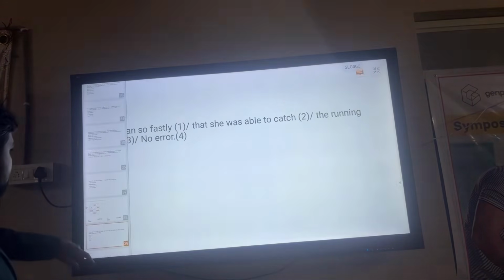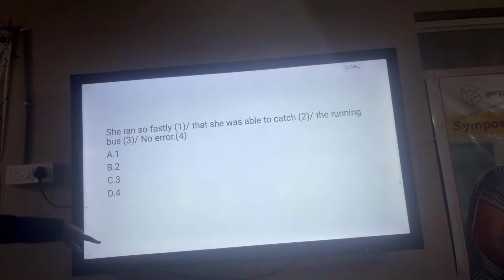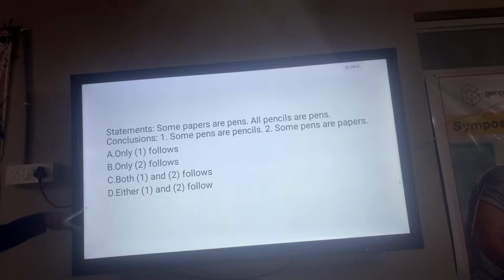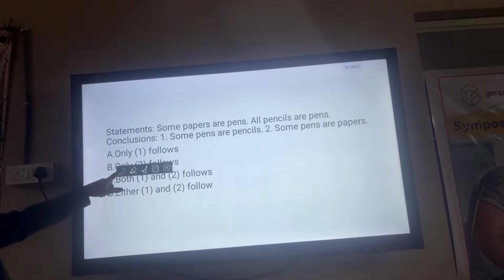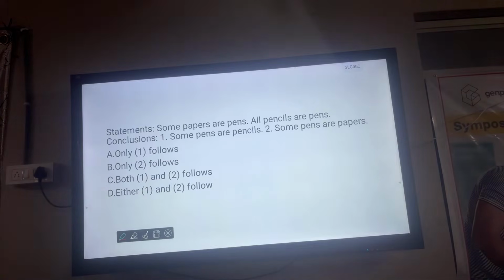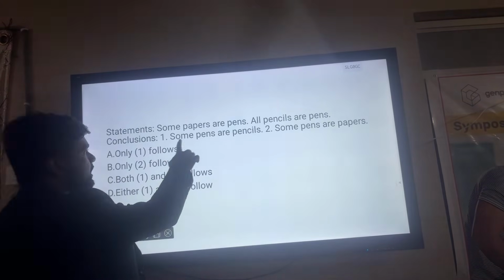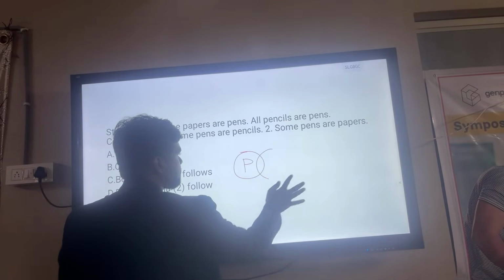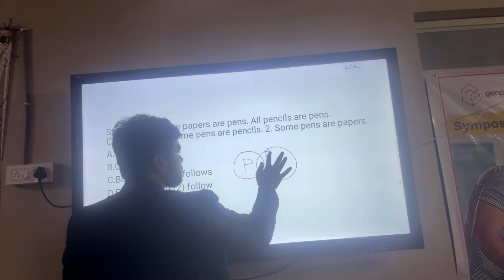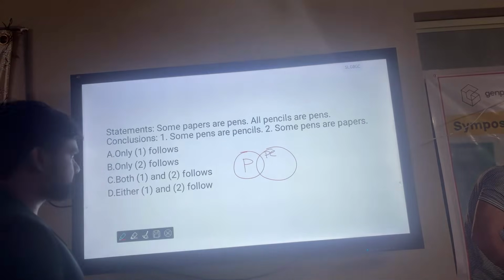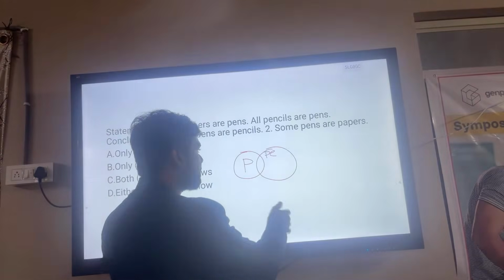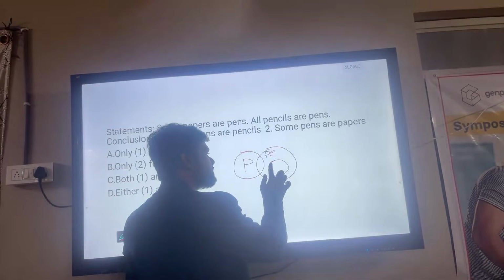Okay. Ready? One more question. Can you answer this one? It is related to syllogisms. First statement: some papers are pens. Next: all pencils are pens.